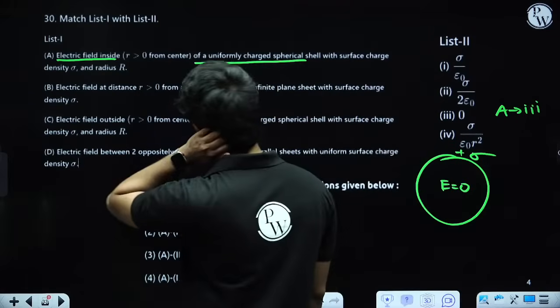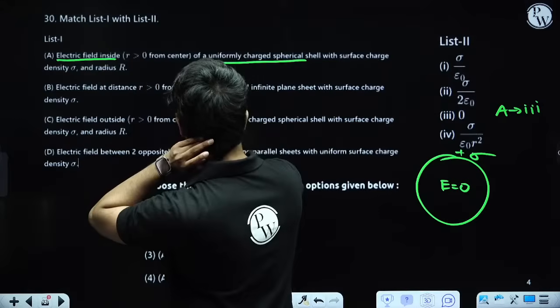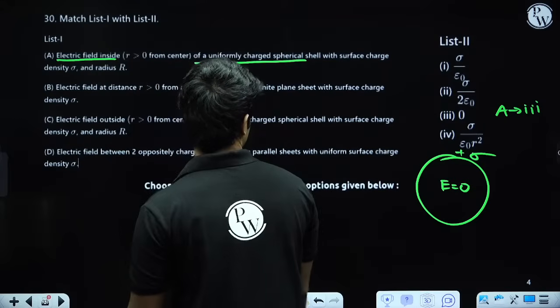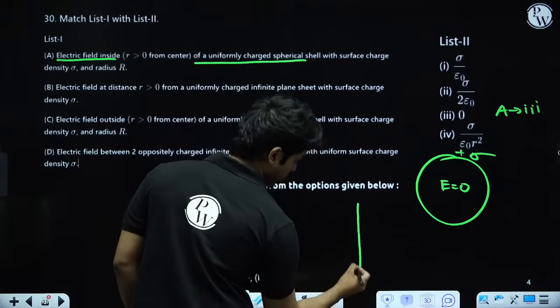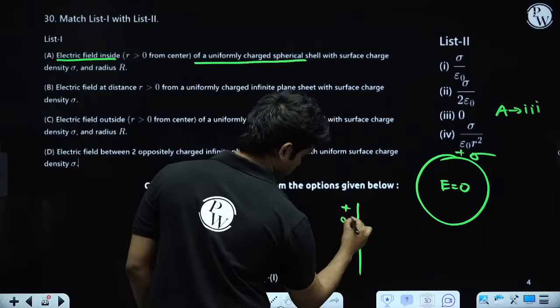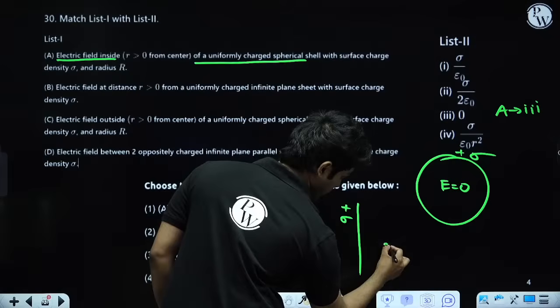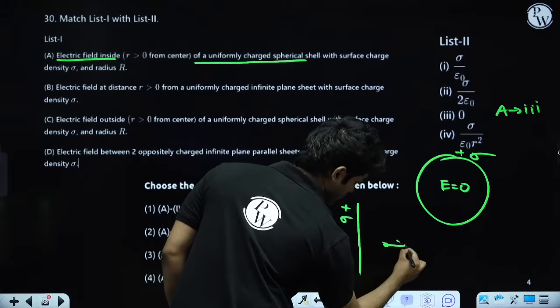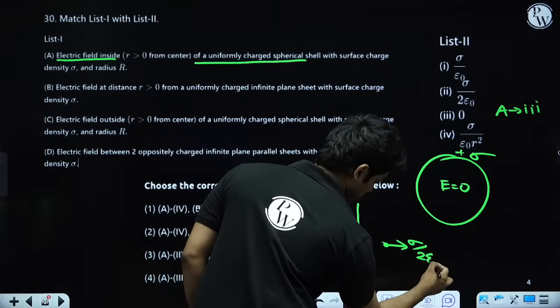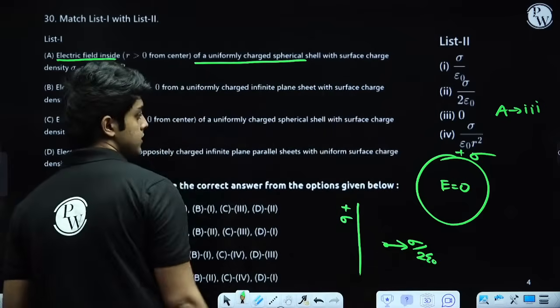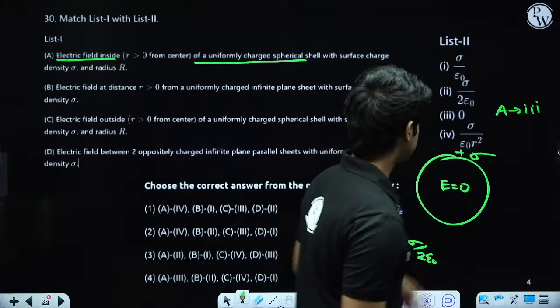Second is, what is the electric field at a distance small r from a uniformly charged infinite plane sheet with surface charge density sigma? So for the infinite sheet, we know that at a distance the electric field is perpendicular to the sheet and its magnitude is sigma by 2 epsilon naught. Okay, so the second one, B option, matches with 2.